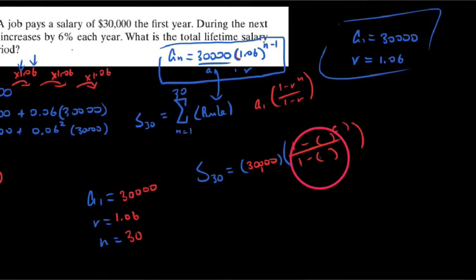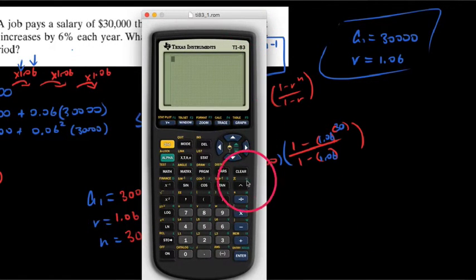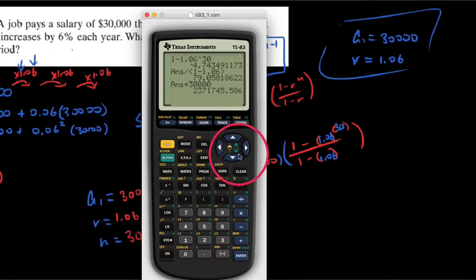Our r value here, of course, is 1.06, and then 1.06 here. We're going to have to work some calculator magic on this one. Starting in the numerator, we have 1 minus 1.06 to the 30th power. So here's our top value. We're dividing by, and I'm going to put this in parentheses, 1 minus 1.06. And then we're going to take all of this times 30,000, and we get this value right here.